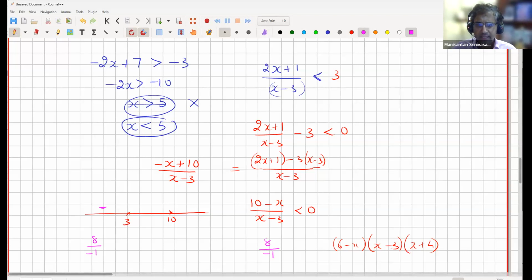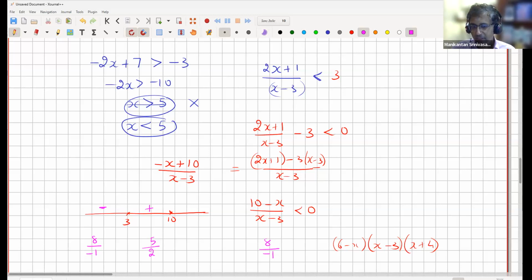If it's between 3 and 10, let's say a number like 5, the numerator is 5 and the denominator is 2, so it's positive. Typically, you will see this: they'll alternate between plus and minus. If you get the boundaries right, it should alternate between plus and minus, except there are a few exceptions. We'll go over it later.